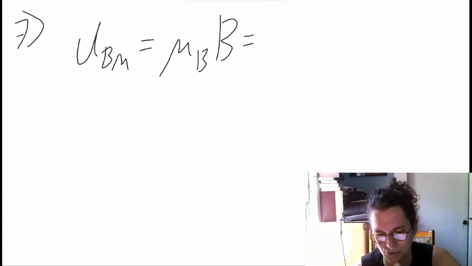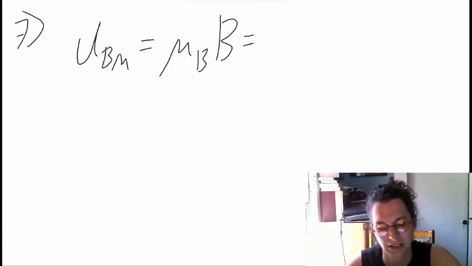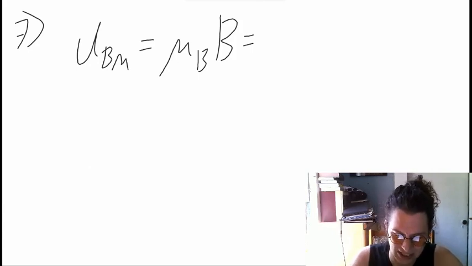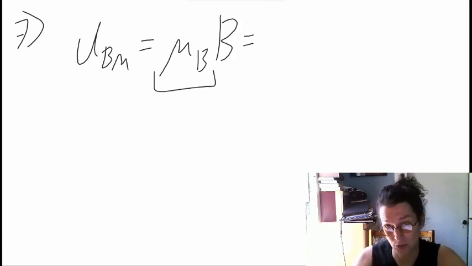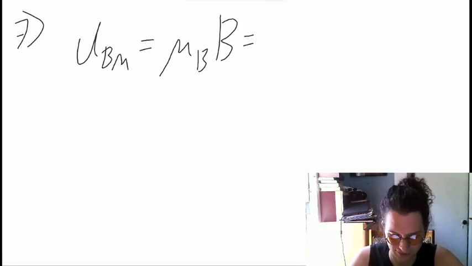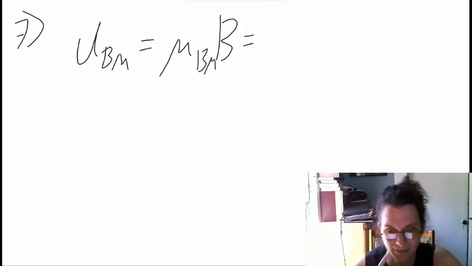To go back to when we had a loop that was placed in a magnetic field, the torque there was mu cross B. The energy that is related to that torque is just mu dot B, so that's where this sort of comes from. Okay, so this is the dipole moment for the Bohr magneton, which I've used an inconsistent subscript for. Let's actually just put Bm on both for Bohr magneton.